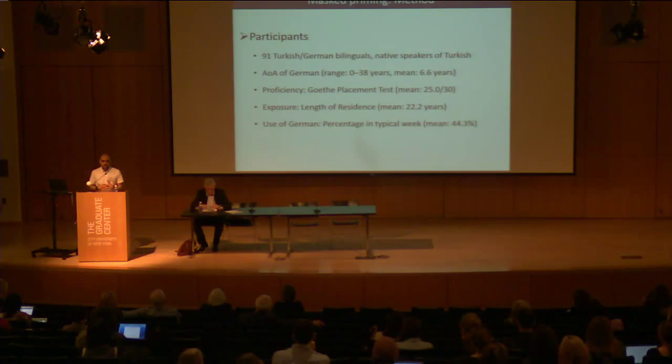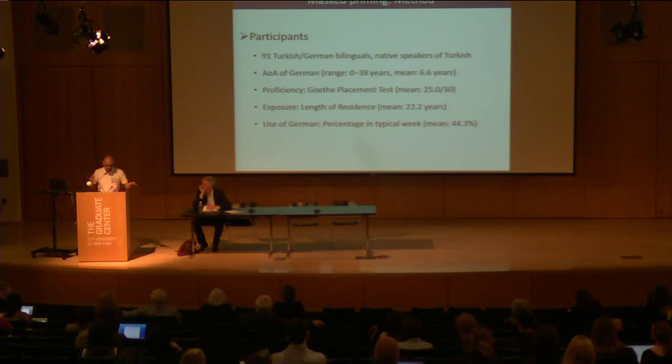Our measures of the covariates, proficiency, exposure, and usage, were the Gotha placement test. We can see that the mean in our sample is 25 out of 30, so we're dealing with a highly proficient sample. Our measure of exposure was length of residence in Germany, on average. Our sample has been living in Germany for more than 20 years, so these are very immersed bilinguals. And our measure of use of German consisted of questions about how much German is used in different domains with family, friends, work, etc. in a typical week. The mean is 44% usage of German, meaning that on average, these are balanced bilinguals using German and Turkish more or less the same amount, perhaps in different domains of life.